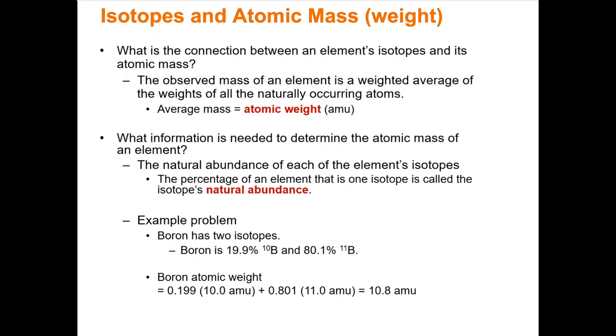So it's just a weighted total or a weighted average. You could look at it either way, but weighted total is probably the better way to say it. Just take the fact that we know it's almost 20% boron 10, almost 80% boron 11. Convert those to decimals and multiply by the AMU.